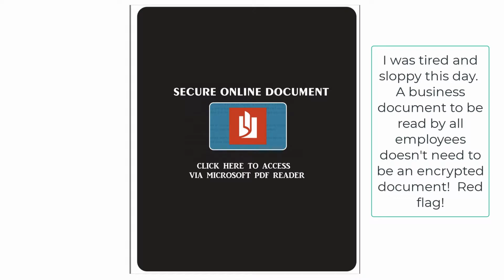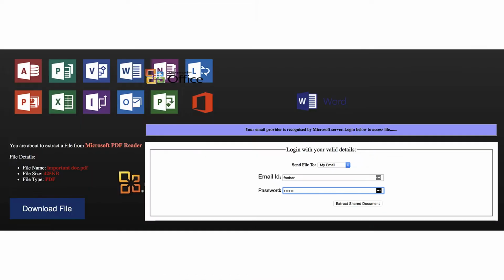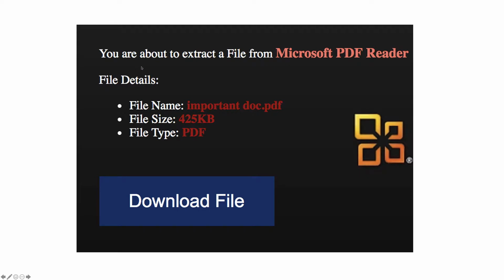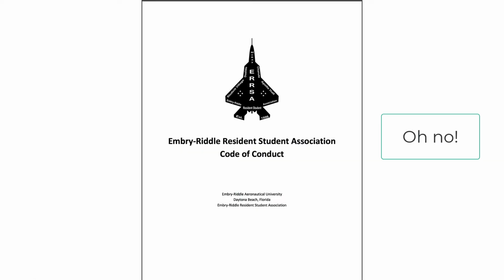Now the attachment, which I attempted to download, looked like this. It's a secure online document. It says click here to access via Microsoft PDF Reader. Then I was sent to this site, and it asked me for my email and my password. And by the way, this all looks like a legitimate site, with all the iconography and the wording. Once I included my username and password, it asked me to download the file. I downloaded the file, clicked on it and opened it. Embry-Riddle Resident Student Association Code of Conduct. This is a document that is publicly available on Embry-Riddle's site. I knew right then that I had been had.